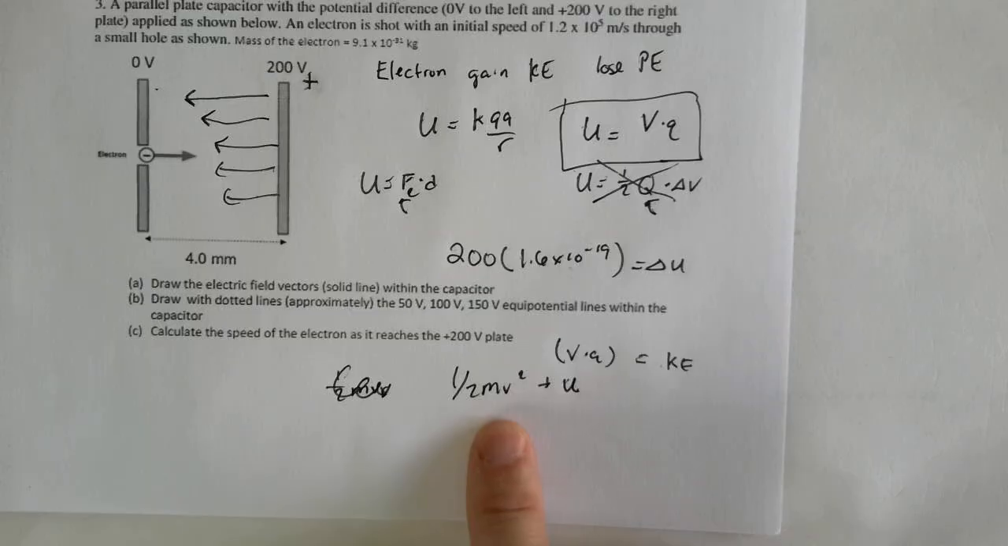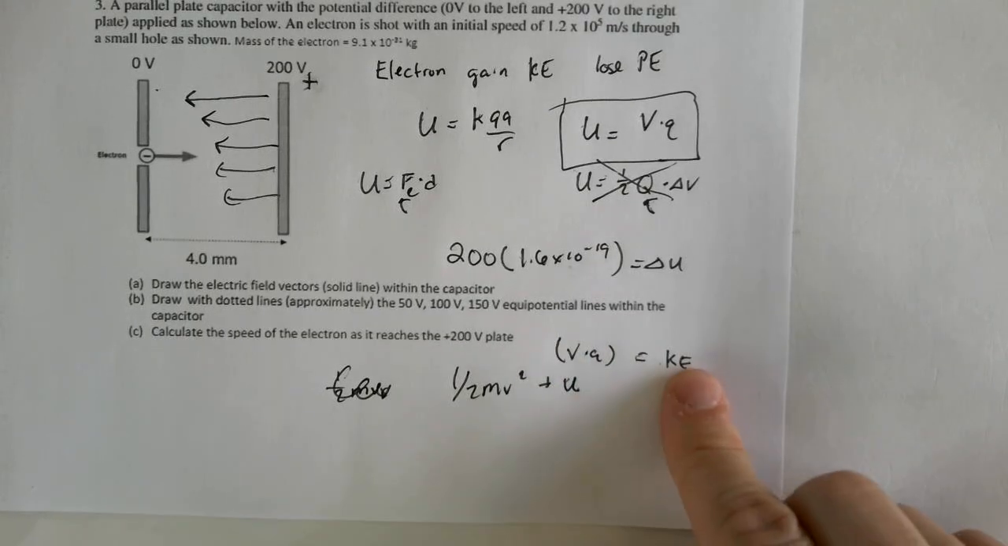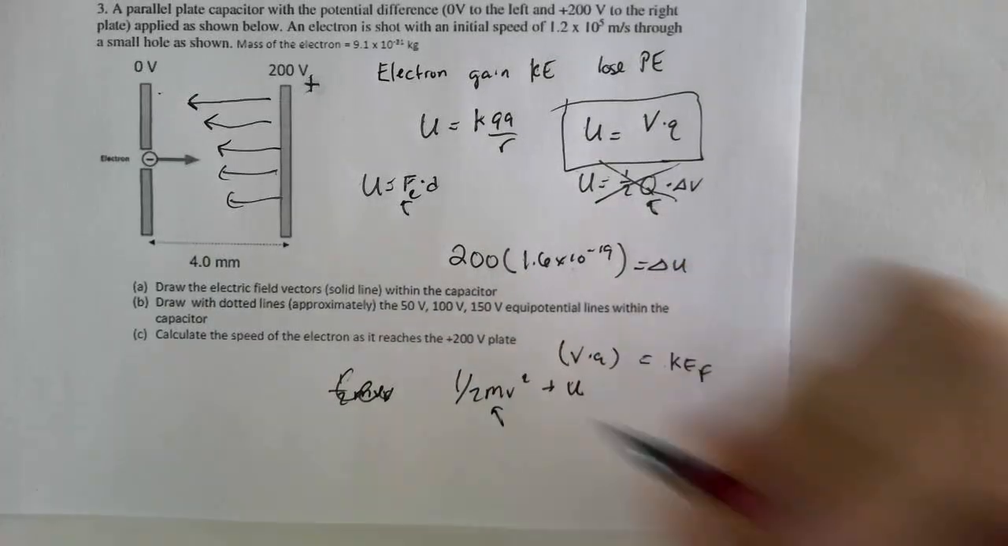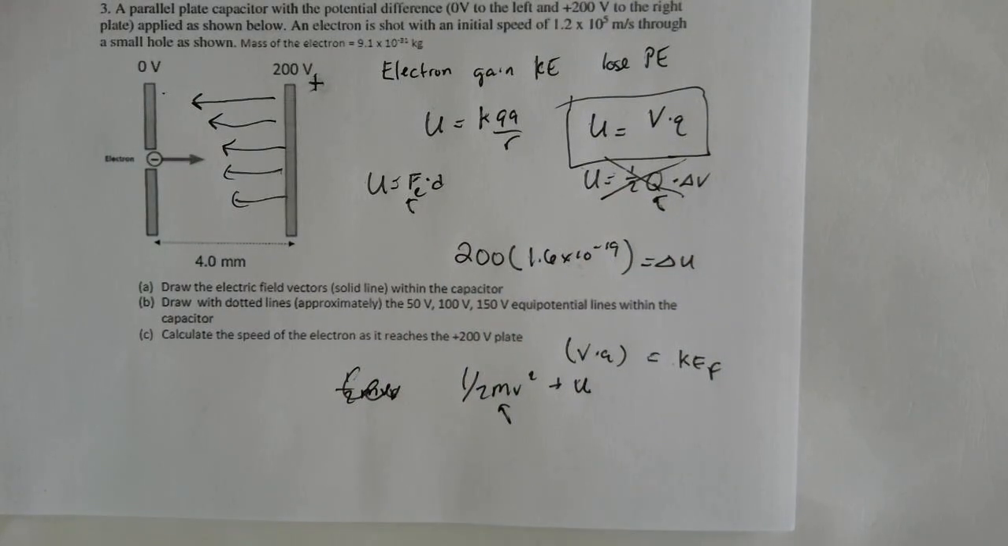1/2 mv squared initial plus the potential that we gained will equal the kinetic energy final, which would be 1/2 mv squared final. Do remember that is the mass of an electron, so plug that in as well.